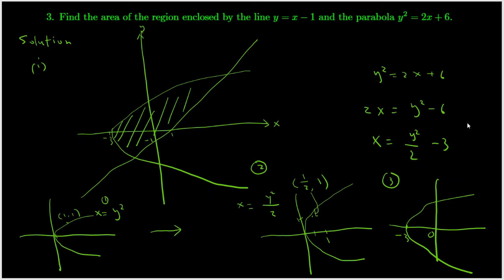Okay, now it's something important. Is it easier to view the region as a region with upper boundary and lower boundary, or a region with left and right boundaries? I want to repeat my question. Is it easier to view the region as a region with top and bottom boundaries, or the region with left and right boundaries?